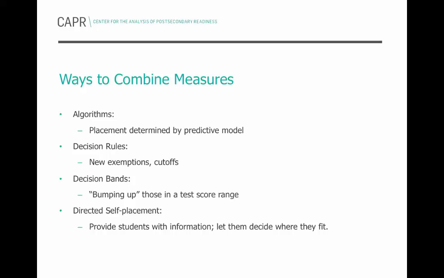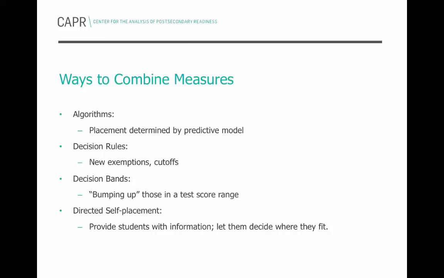Okay, so ways to combine measures. So one way to combine measures that's not on here is what we would call a waiver. So in some places what they're doing is they're saying, okay, if you come in with, and many people are doing this, if you come in with a certain ACT or SAT score, you won't have to test. You'll be waived from testing. Or, if you come in with a certain high school GPA, you'll be waived from testing.